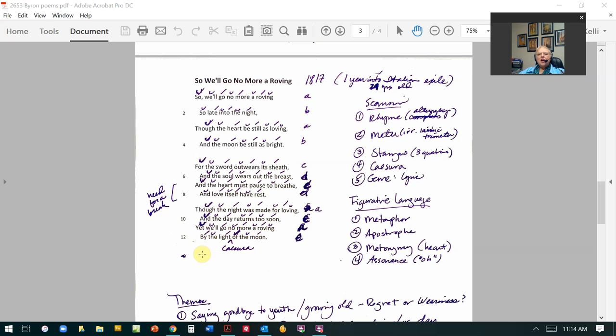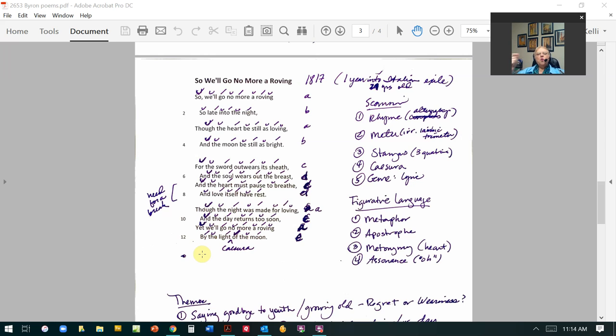This is iambic trimeter. Is it trimeter? Yeah, trimeter. But it's an unusual one. We have a lot of inversion here. We don't say "so we'll go," right. So it's like, "So we'll go no more a roving, so late into the night." So it's the even number of lines that have that clear iambic trimeter. The odd lines have not only an inversion at the beginning, where we're usually starting with an anapest, bum, bum, bum, but we also have that odd ending at the end, right?